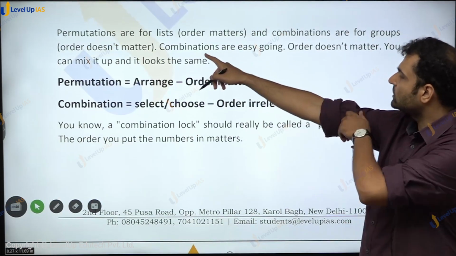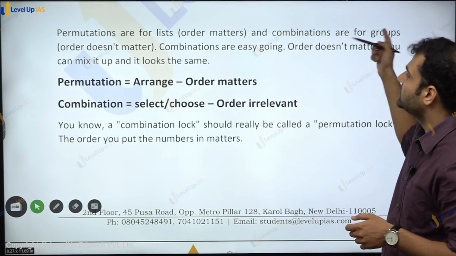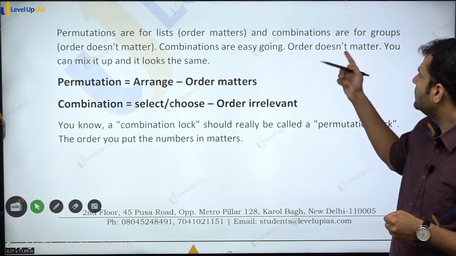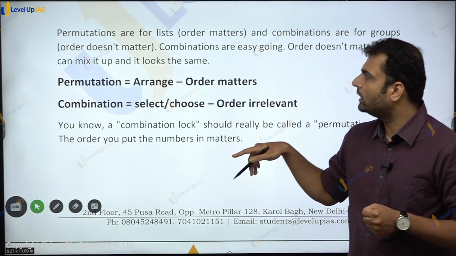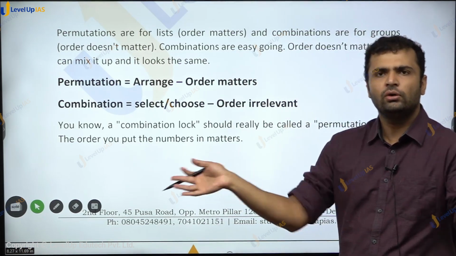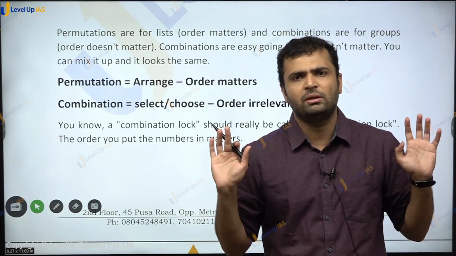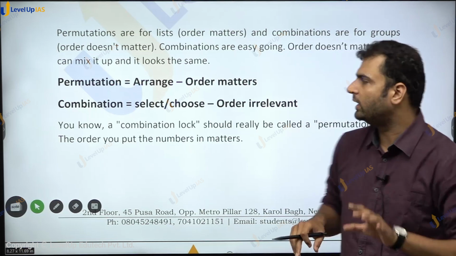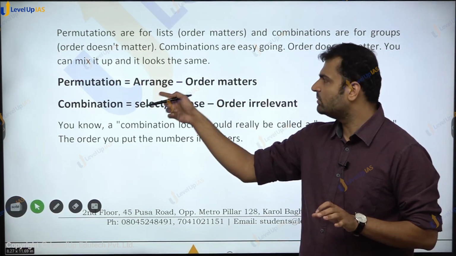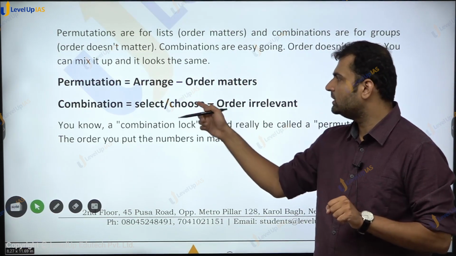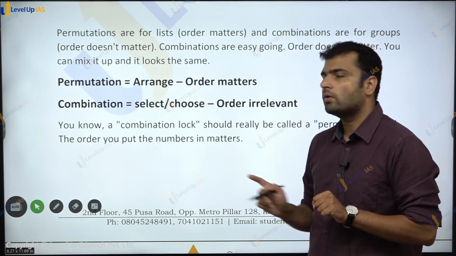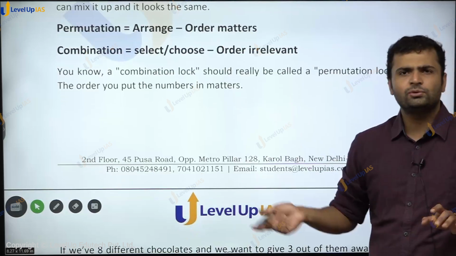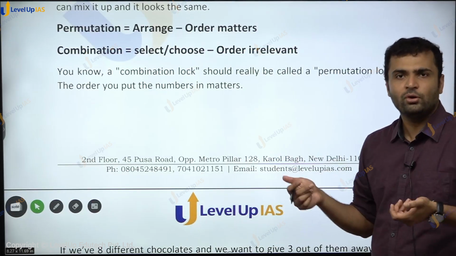Permutations are for lists, वहां पे order matter करती है, and combinations are for groups where order does not matter. Combinations are easy going, order doesn't matter, you can mix up and it looks the same. तो combination है बस group of people, वहां पे combination important, मतलब जो choice important है लोगों का, किस order में लोग select हो रहे हैं वो important नहीं. Permutation is arrangement where order matters, combination is selection or choice where order is irrelevant. तो you know a combination lock, उसे actually permutation lock बोलना चाहिए, क्योंकि वहां पे order matter करता है.